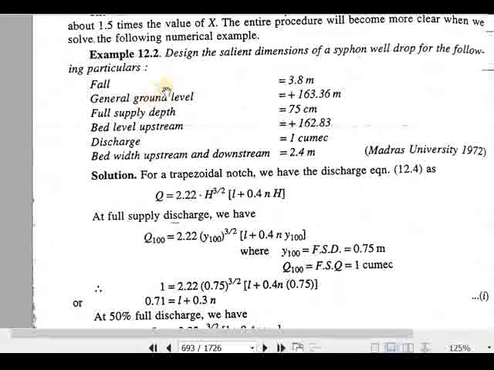Starting example 12.2: design the salient dimensions of a siphon well drop for the following particulars. Fall 3.8 meter, fall meaning the bed level difference at upstream and downstream. General ground level 163.36, full supply depth 75 centimeter, 0.75 meter, bed level upstream 162.83, and discharge 1 cubic meter per second, bed width upstream and downstream 2.4 meter.